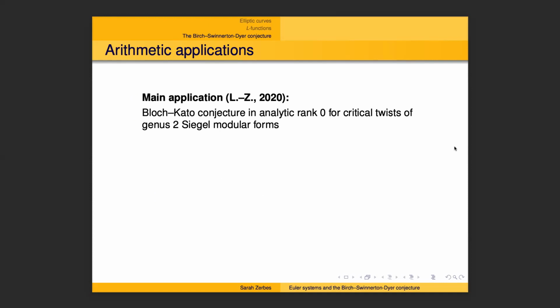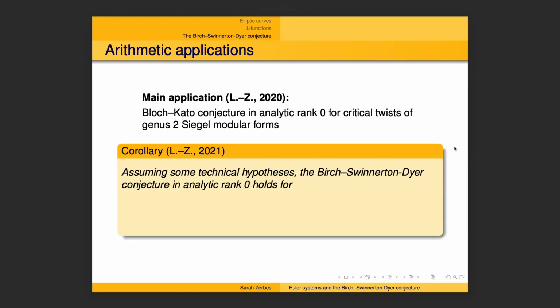And then we can combine it with the modularity results. We say that the motives attached to certain genus 2 Siegel modular forms correspond to the motives of elliptic curves over imaginary quadratic fields. So there we go. We proved this last year. So, assuming some technical hypotheses, the BSD conjecture in analytic rank 0 holds for modular elliptic curves over imaginary quadratic fields and for modular abelian surfaces.